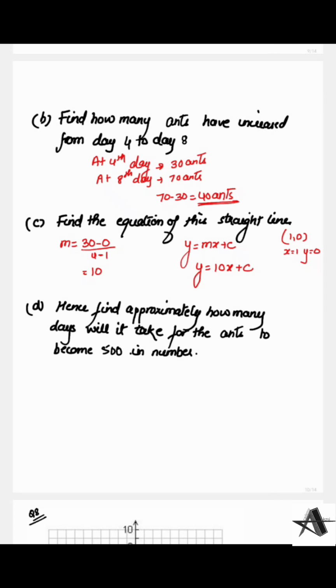So just put x equals 1 and y equals 0. On putting y equals 0, it is 0. x equals 1, 10 into 1 plus c. You will get c equals negative 10. Final equation is, this is another way. If you don't have a direct intercept, you can just substitute the value to get the intercept. Final equation will be y equals 10x minus 10. This is the final equation of our straight line.